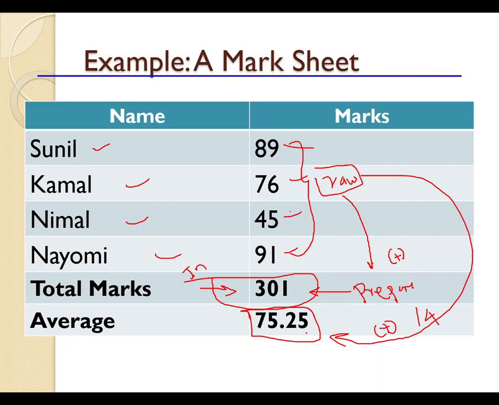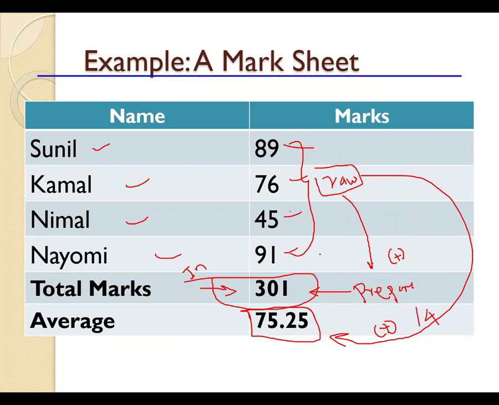So then this is how the mark sheet is defined with data and information, so that we can conclude that these values are data and the other two values are going to be information. That's clear to you. Right.